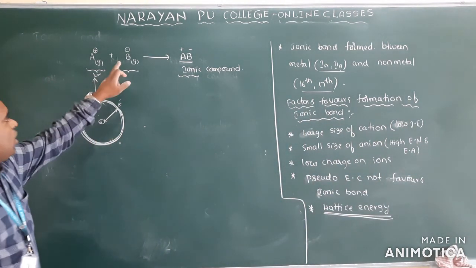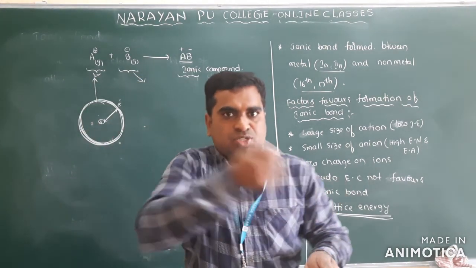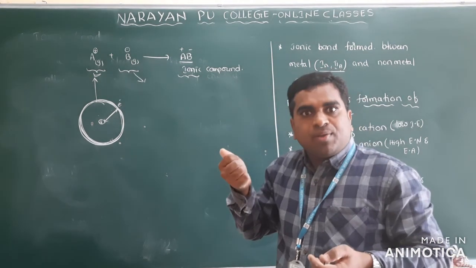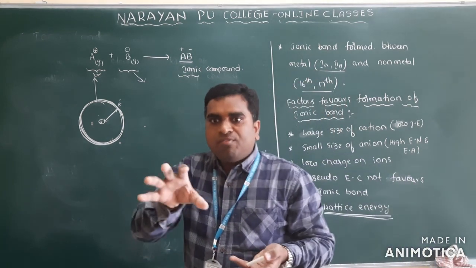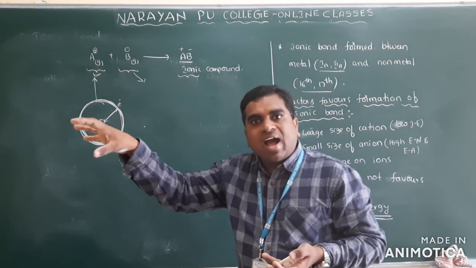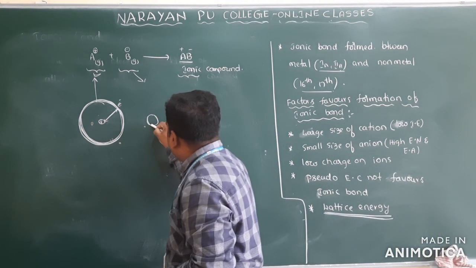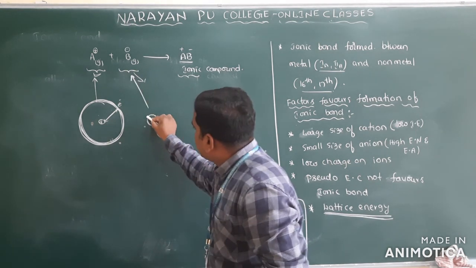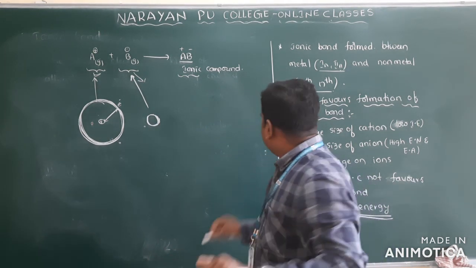Now, what has to form here? The anion has to form, which means it has to gain the electron. To gain the electron, it should have high electronegativity. Which atoms will have high electronegativity? Those which are small in size will have high electronegativity or high electron affinity. So that's why, for the anion to form, the size of the atom should be small. Clear?